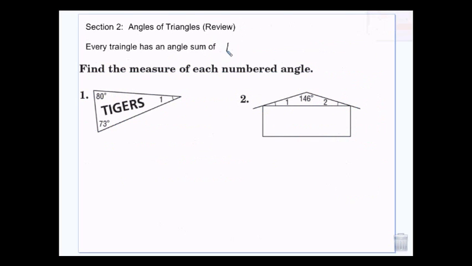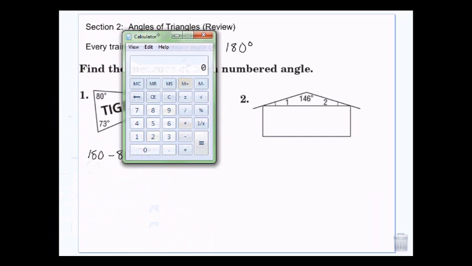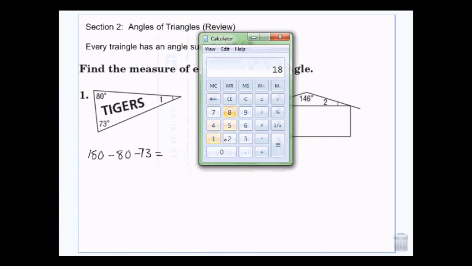Triangles add up to 180 degrees, always. So how do I find angle 1? You take 180 and subtract 153. Right. Or yeah, 153. So I'm feeling lazy. It's 27. I don't know. Like I said, I'm feeling lazy. It is 27 degrees.